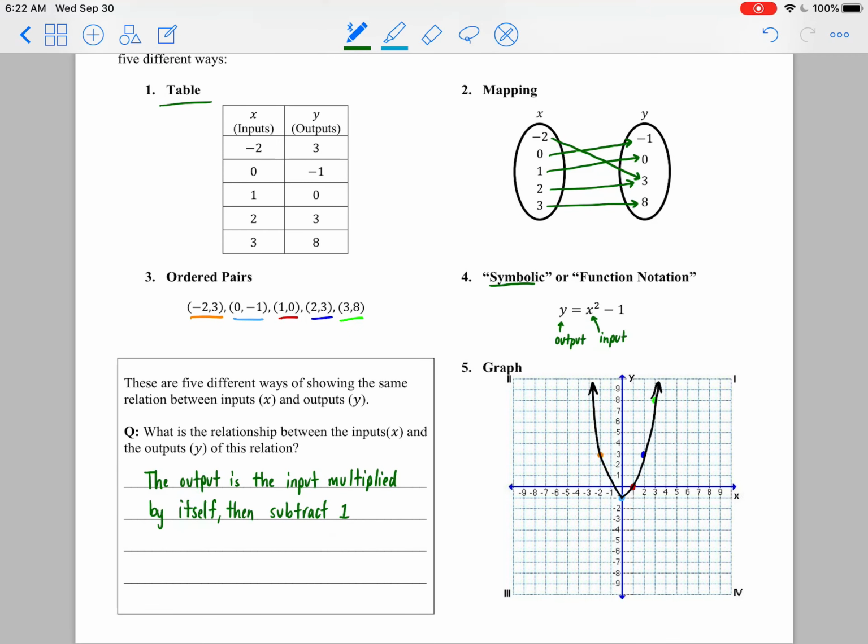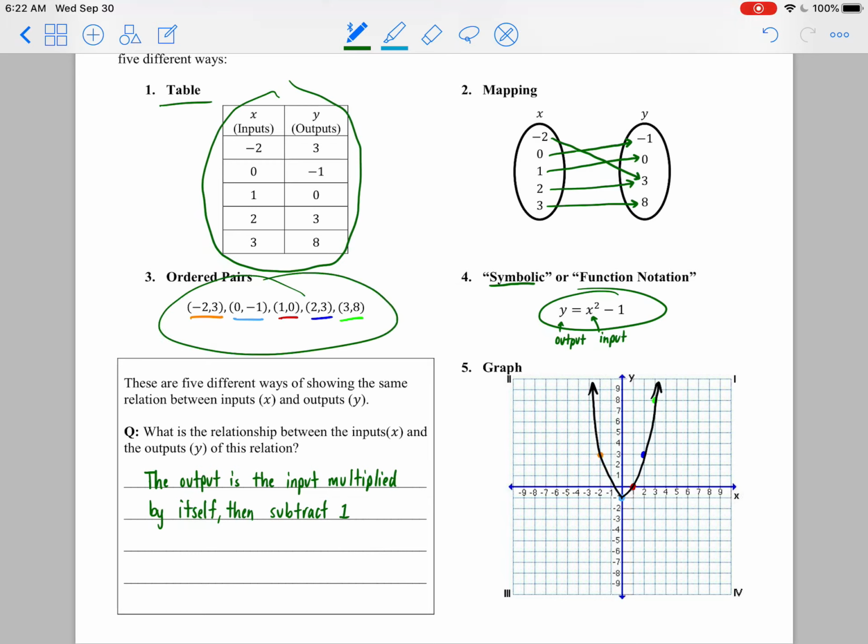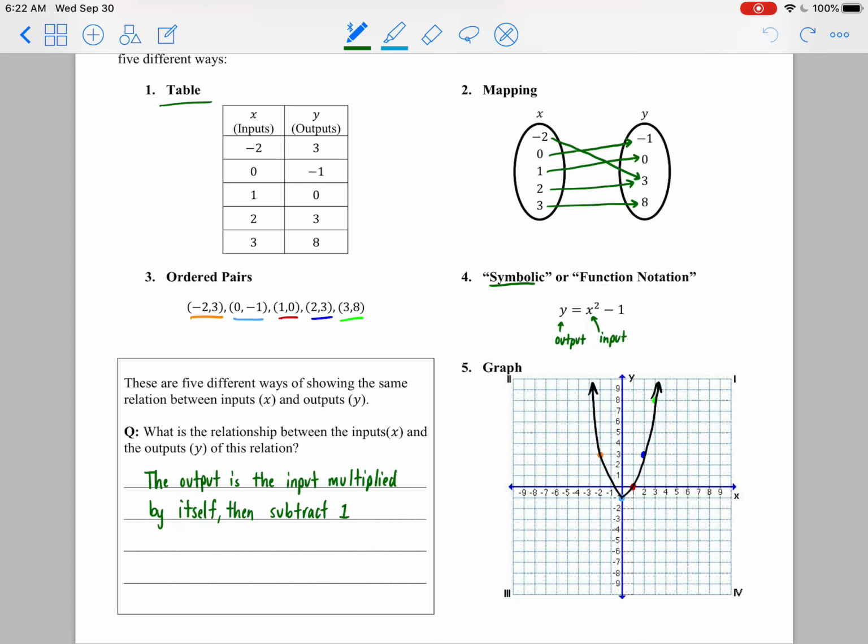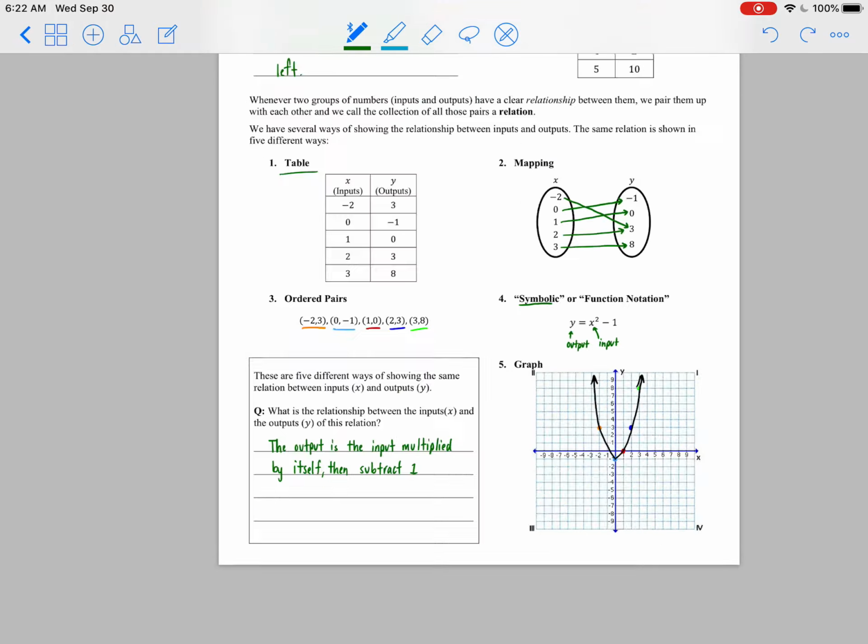And really that kind of came from the symbolic notation there. I think that's the easiest way to see it. It's kind of hard to figure out exactly what the rule is by looking at tables and ordered pairs and graphs like this. I think the symbolic notation like that is really helpful to visualize or understand the relationship between the inputs and outputs.